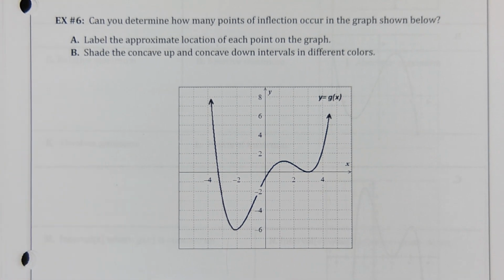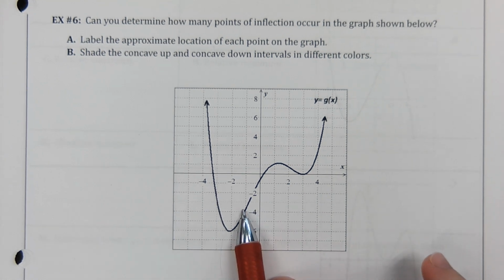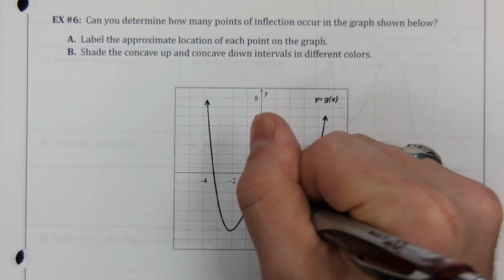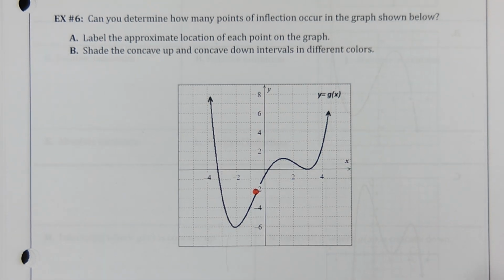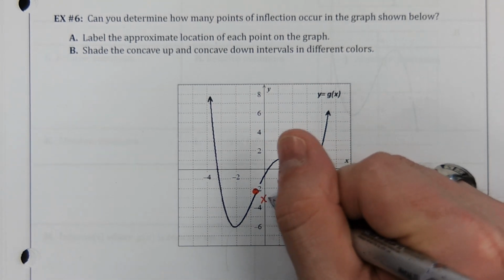Let's find out. It says, can you determine how many points of inflection occur in the graph shown below? Label the approximate location of each point of inflection. I'll do it in red again. What x value do you think we might have a point of inflection? Negative 1/2 is a pretty good guess, because negative 1 might be too far. Let's say there's one there, at x equals negative 1/2.